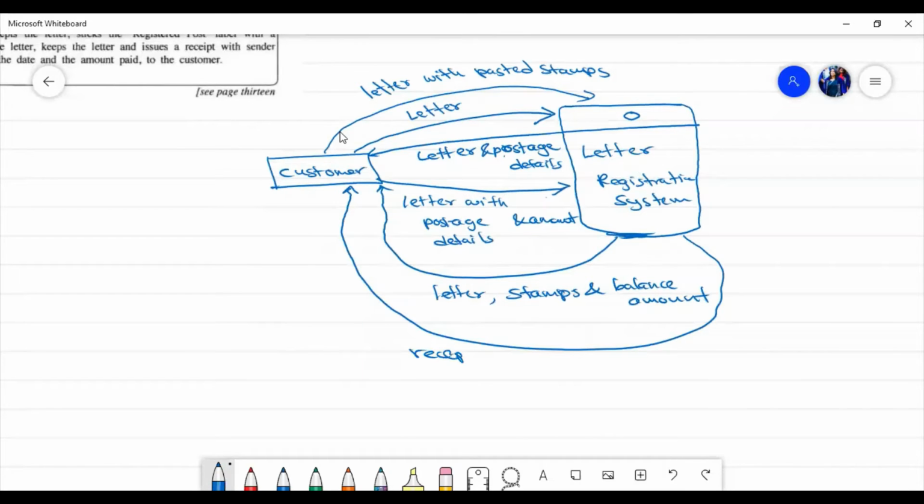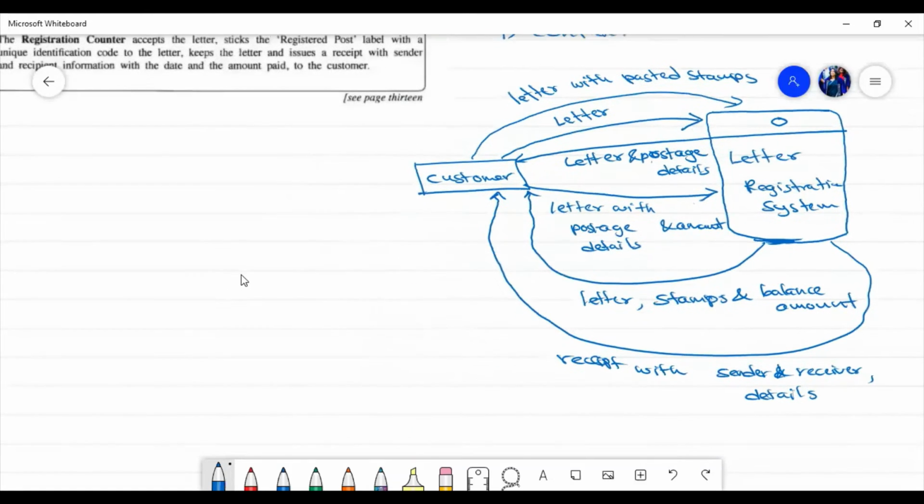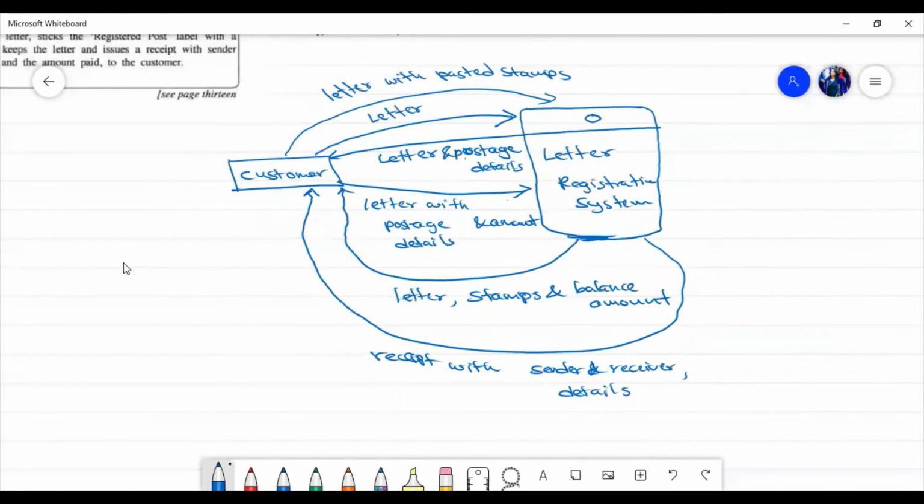Receipt with sender and receiver details, date and amount paid. So you can say receipt with sender, receiver details, date and amount paid details.